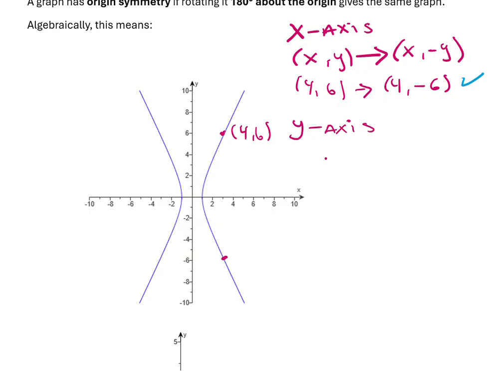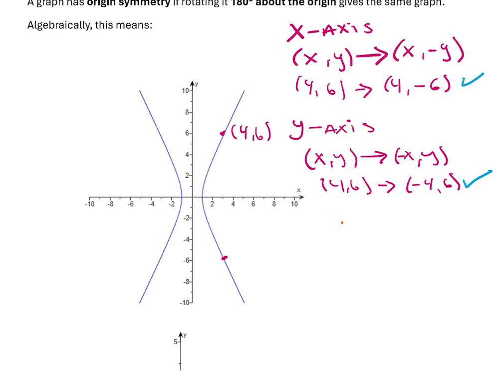So I'm thinking about my points as well. If I pick an x, y, I should also find -x, y. So we picked the same point, 4, 6. I should also find -4, 6. I go to the negative side here, and then I go up. I also find that, so it does have y-axis symmetry.